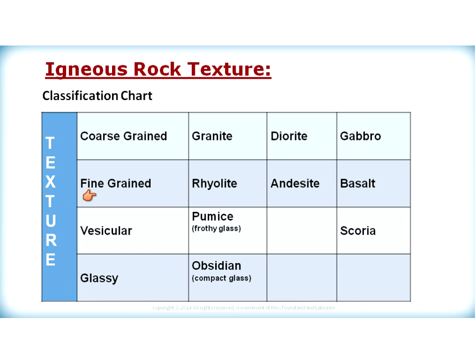If we look at fine grain textures, we also have three equivalents. We have rhyolite, andesite, and basalt. All three of these rocks would form in a volcanic environment and would have a fine grain texture, even though they have different mineral compositions.